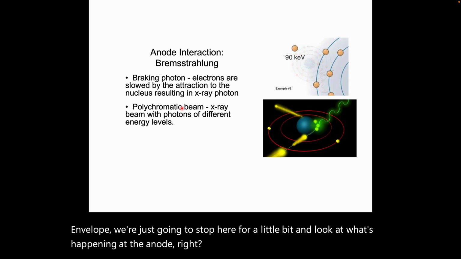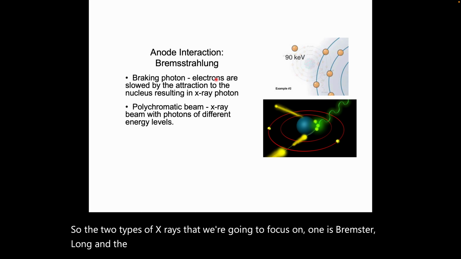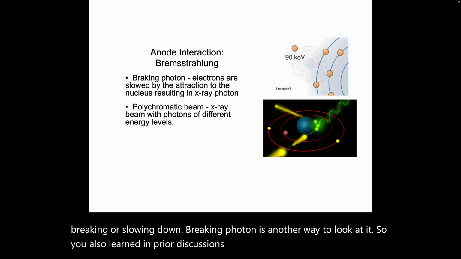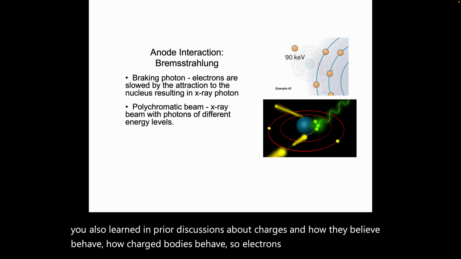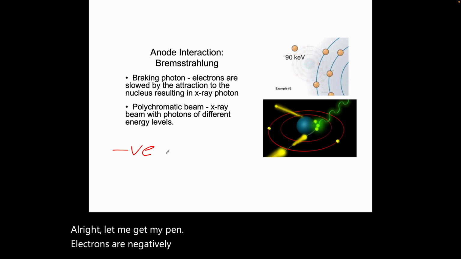So the two types of X-rays that we're going to focus on, one is Bremsstrahlung, and the word Bremsstrahlung is a derivative of the German word meaning braking or slowing down. Braking photon is another way to look at it. You also learned in prior discussions about charges and how charged bodies behave. So electrons are negatively charged, right? Let me get my little pen. Electrons are negatively charged, and protons, which are in here, are positively charged.